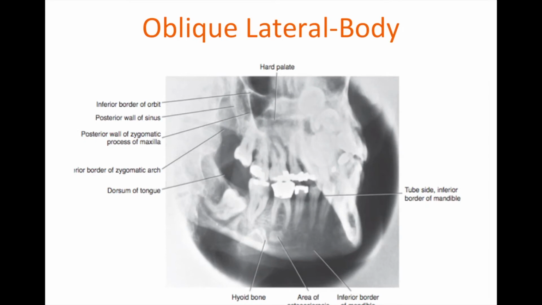Okay, so we have talked about submentovertex, we have talked about lateral cephalometric projection. Next is the oblique lateral of the body of the mandible. As you can see, as the name says, it's an oblique projection where we can clearly see the body of the mandible.